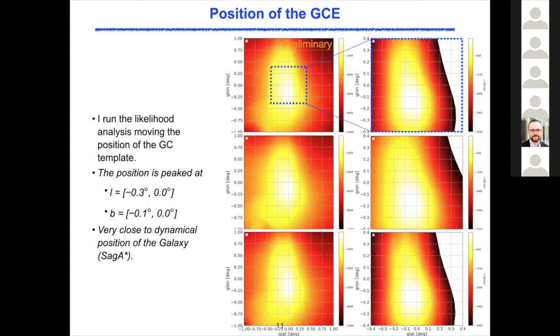The best fit position is roughly compatible with the dynamical center, the dynamical position of the galaxy. This is something that we expect, for example, if the galactic center excess is due to dark matter. And you see in this slide the range of longitudes and latitudes using the different interstellar emission models and analysis techniques.